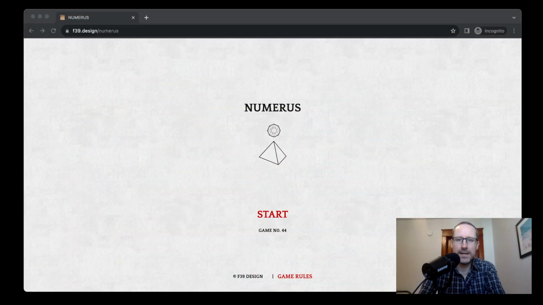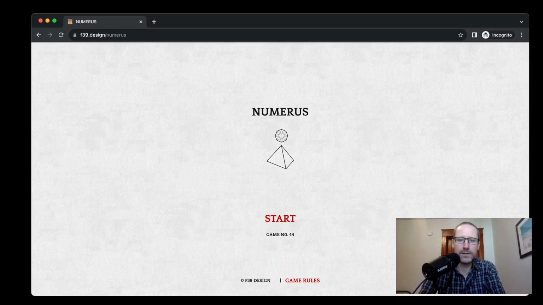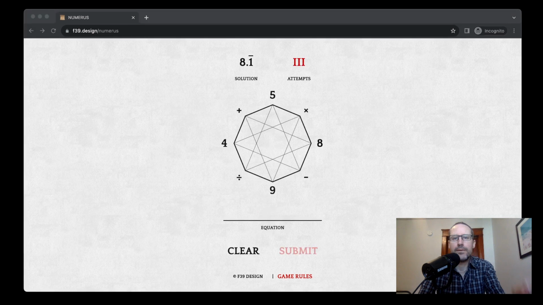So if we look at today's game 44, we hit start, you'll notice in the top, the solution is 8.111 repeating. That's what that means. The line above it means repeating. So we have an 8, a 9, a 4, and a 5.